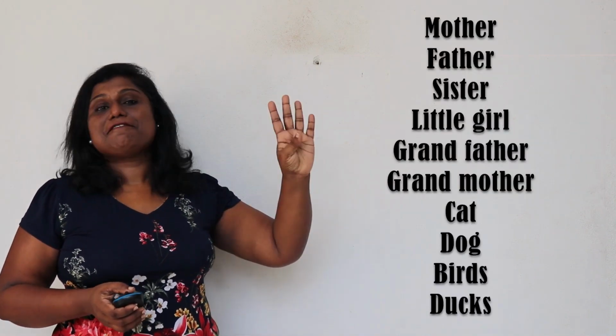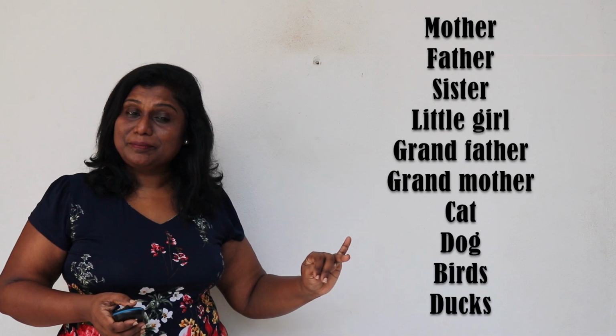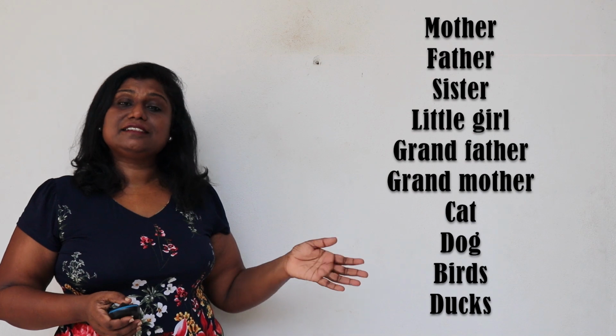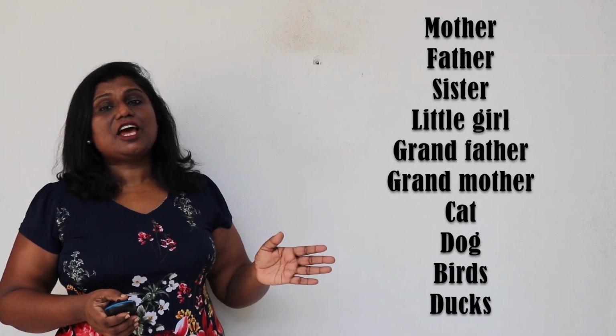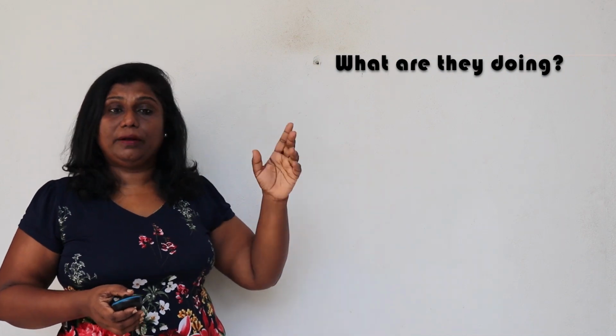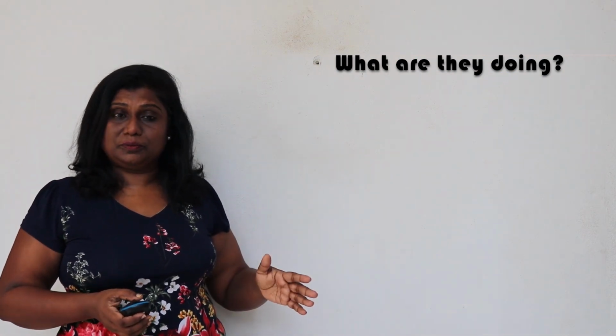Okay, hope you all have completed it. Let's see whether these characters are there. Mother, father, sister, little girl, grandfather, grandmother, cat, dog, birds, ducks. Okay, very good.